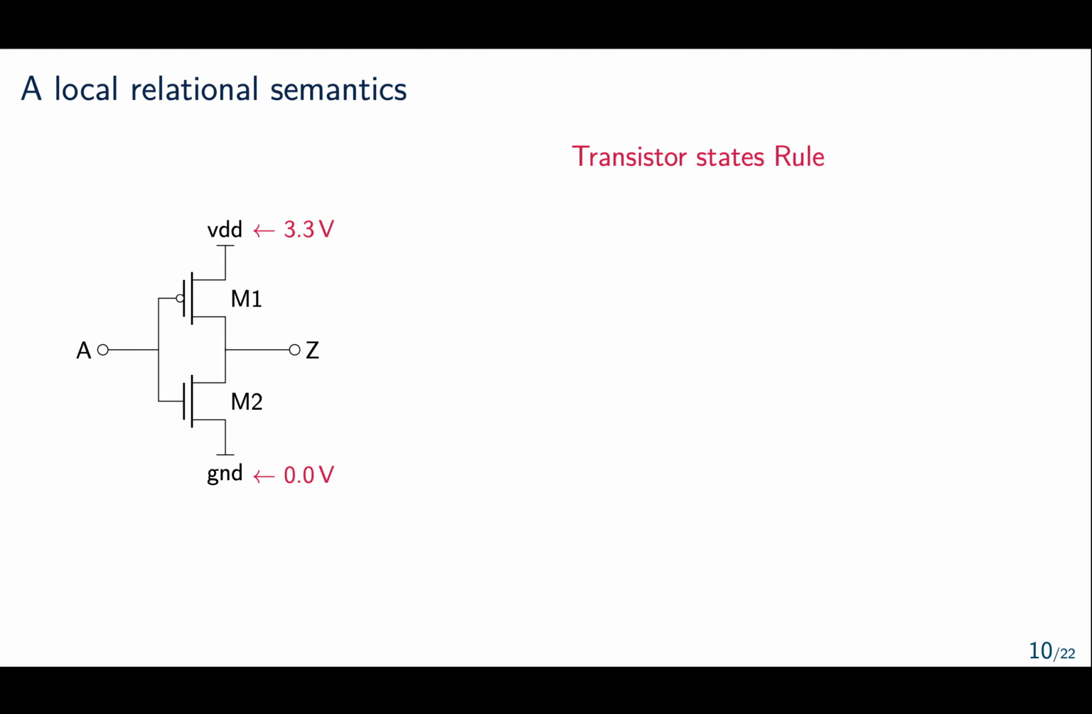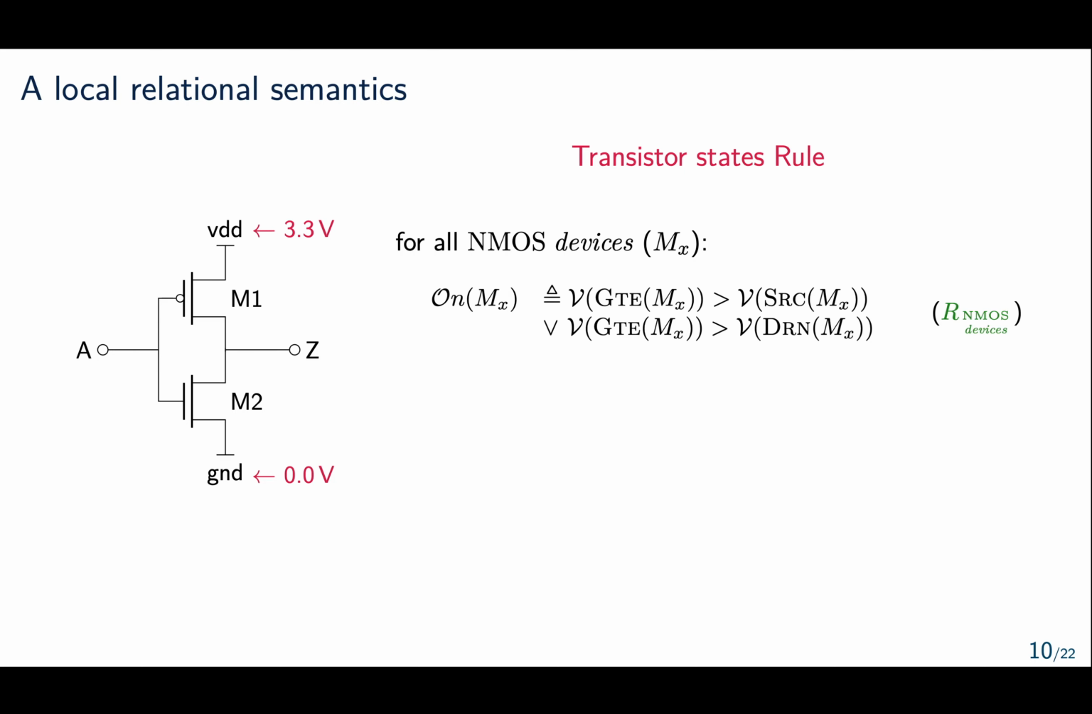Let's first start with the rule that constrains transistor states. This rule says that for every device Mx in the set of NMOS devices, the predicate on of Mx is true if and only if the voltage of the gate is greater than the voltage of the source, or if the voltage of the gate is greater than the voltage of the drain. That is because source and drain can be used interchangeably since their physical structure is basically the same.